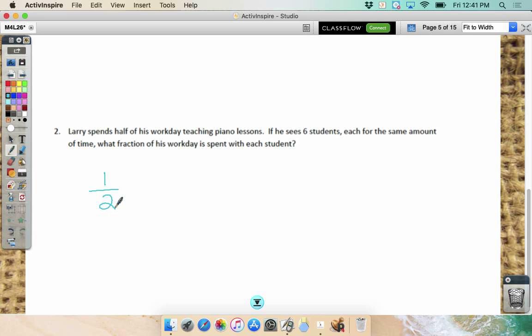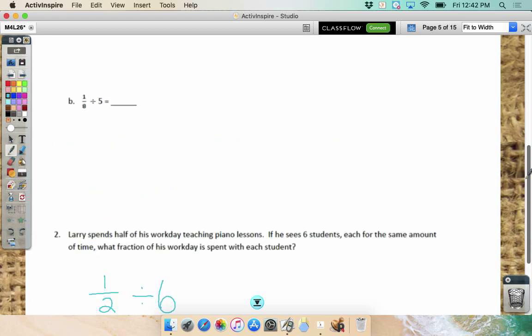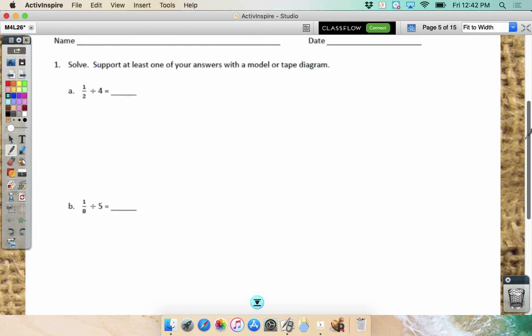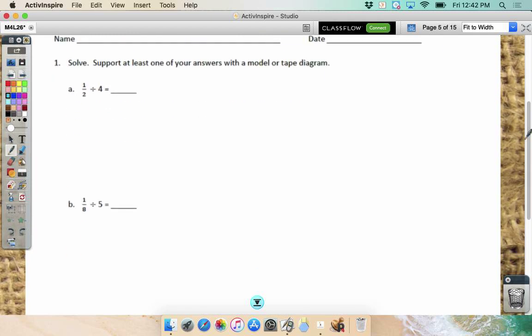If he sees 6 students each for the same amount of time, what fraction of his workday is spent with each student? So what are we dividing this by? 6. Okay? That's simple. You can go back and fix that or do that right now before we talk about the rest of it. Then I'm going to put a bonus question on here later for you. But for right now, let's talk about this.